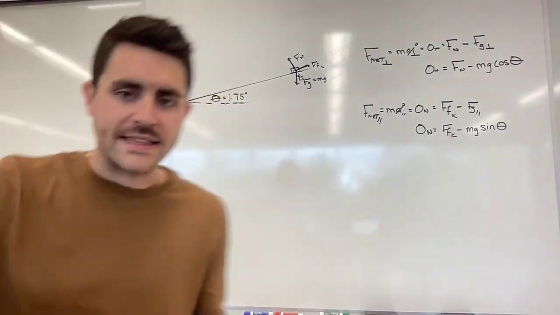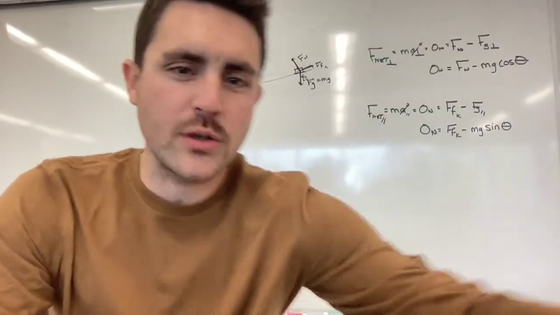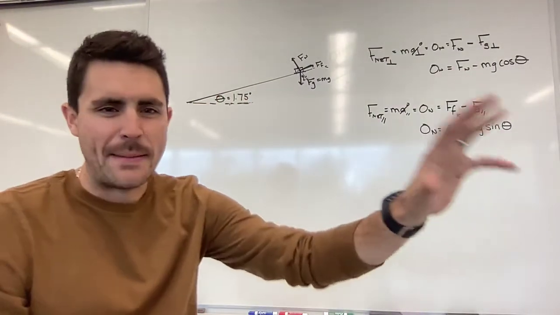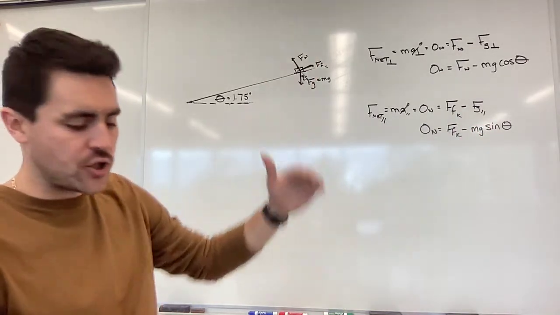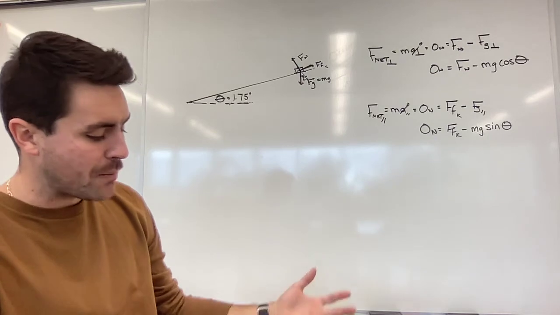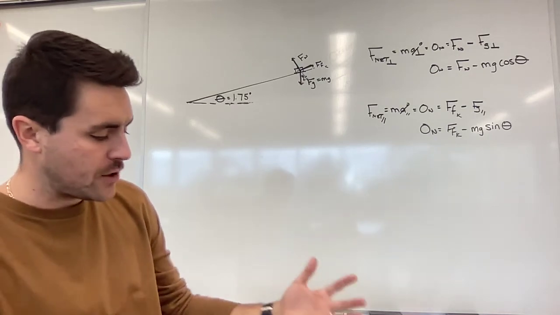Okay? So, at this point, here's what we've broken down. I broke down the experiment for you. I did the lab. I gathered some data. I found the angle. It was a constant velocity. Here are my two net force equations for us in both the parallel and perpendicular directions.